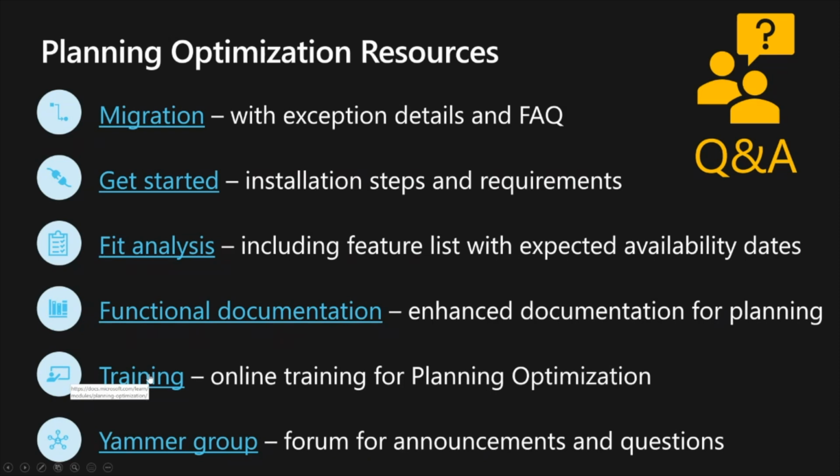There is online training, and there is a very active Yammer group. We have 1,200 or 1,300 active people in there, and it has more than 600 members. So I would definitely also recommend that you join this Yammer group. This is where we'll announce changes of planning optimization and so on.